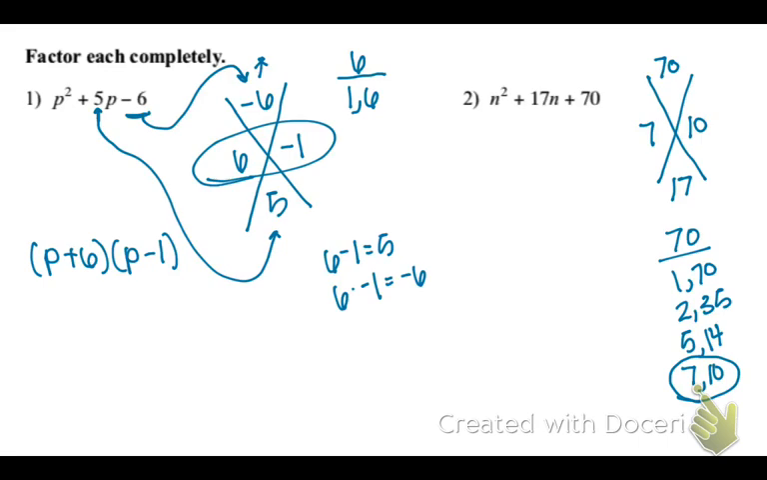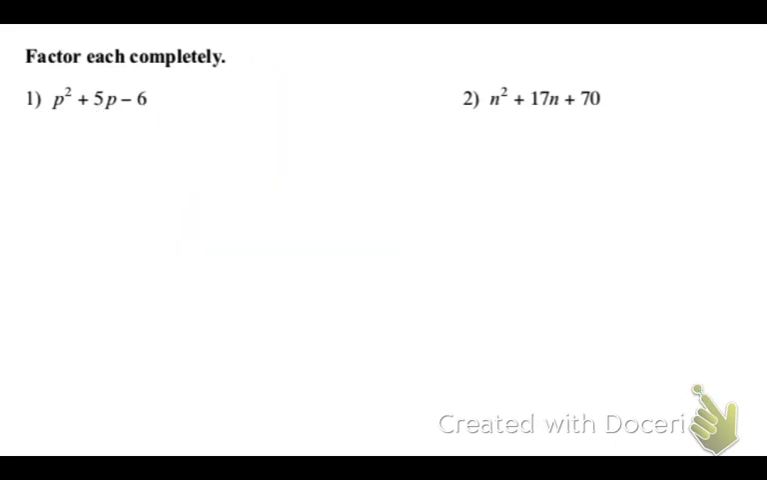And if you need to, write out these factors. There's nothing wrong with writing that every time. In fact, I'd prefer you write them out every time. So then this will be n plus 7, n plus 10. Cool? Okay, let's get to these ones now.